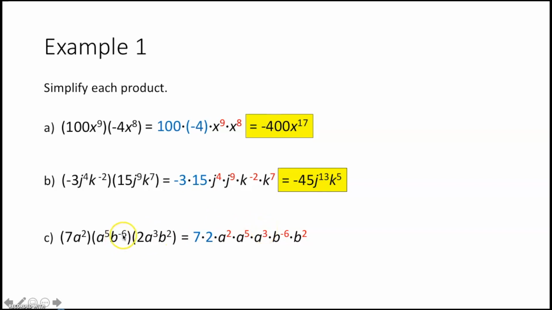And then b to the -6th times b to the 2nd, what's -6 plus 2? That's -4. So I get 14, a to the 10th, b to the -4th. Now, since we're simplifying this, we can't have our answer have a negative exponent. So we go ahead and take this, move it to the denominator, where it becomes a positive exponent. So we get 14, a to the 10th over b to the 4th.